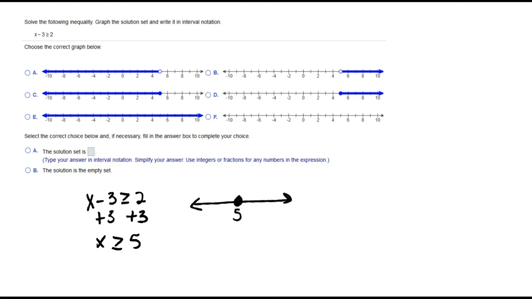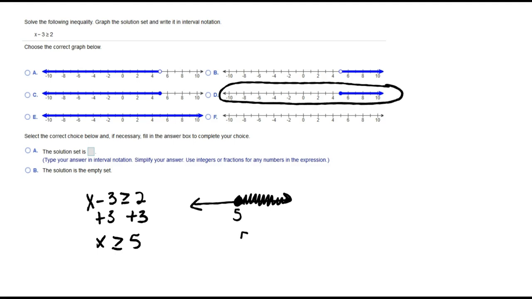This time we're going to use a filled-in dot. And we want to shade greater than 5, so that's going to be to the right of 5. So that looks like this one right here. For our interval notation, we're going to have a lower bound of 5 and an upper bound of infinity. Parenthesis on infinity always, and we're going to use a bracket on the 5 since 5 is included in the set.